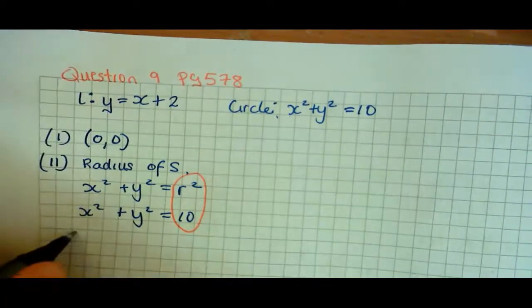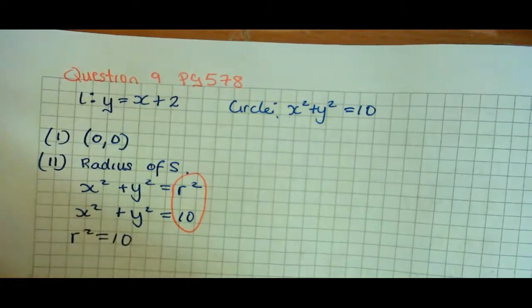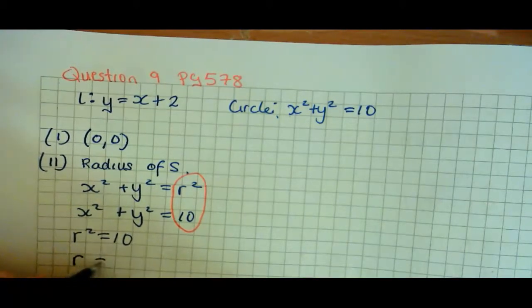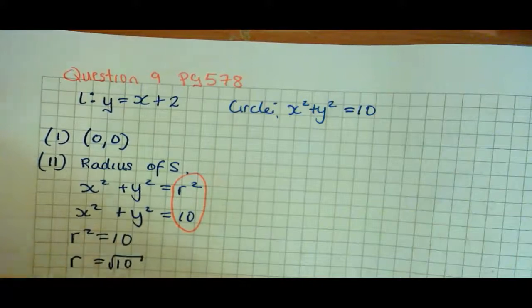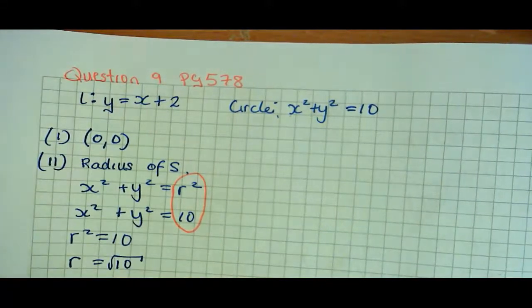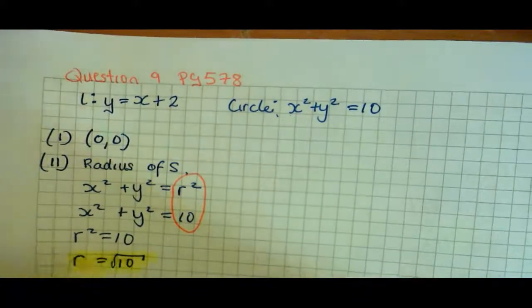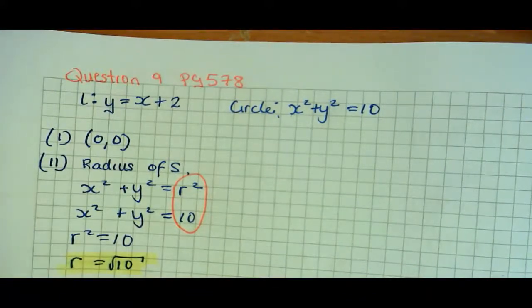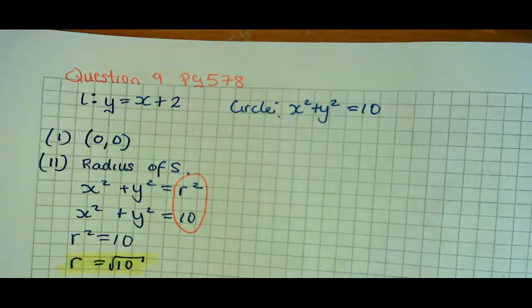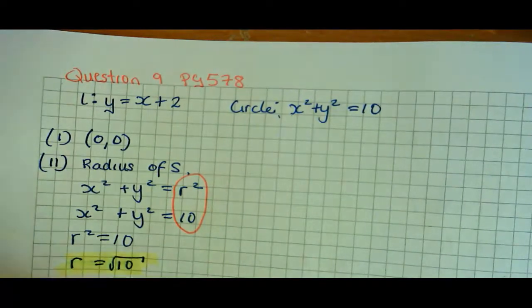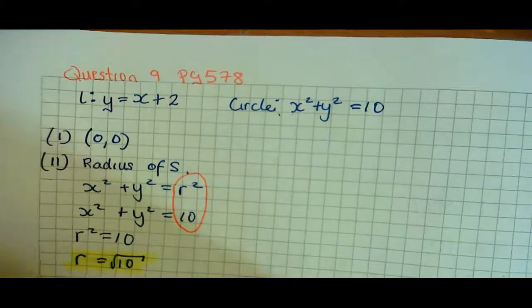So I can say that r squared is equal to 10, but I want to know what r is equal to. So r is equal to the square root of 10. Okay, we can leave it in root form because it doesn't ask whether it wants it in root form or decimal places, so we can just leave it as root. Okay, so part 3 then.